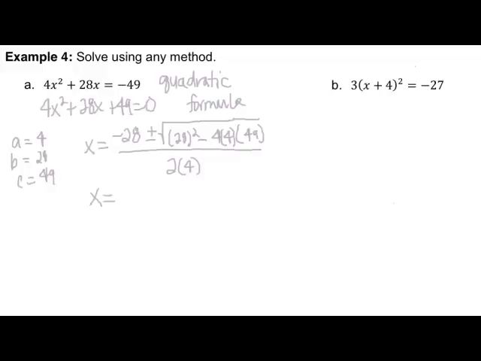So if I simplify what's underneath the radical, we can just plug all that into your calculator. If you plug it in, you should get 0. And this is all over 8.